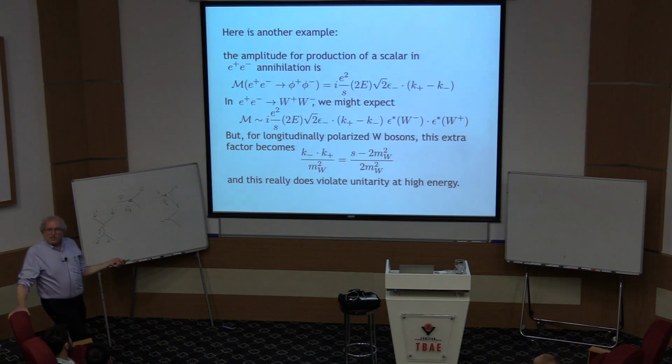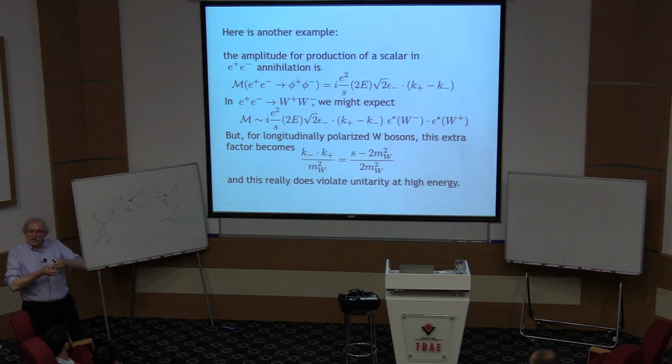But this leads to problems. So this is the obvious thing that you would write down. But this leads to problems, because remember that if I have a longitudinal polarization vector, this is proportional to k minus over mW, and this is proportional to k plus over mW, and k minus dot k plus is s over 2. It's the square of the center of mass energy. So you get this factor, which is the square of the center of mass energy over mW squared. And that already is a factor that would cause the cross-section to rise fast enough to violate unitarity bounds. And then you have to remember that this is the amplitude, so you square it, so it's actually twice as bad as you thought.